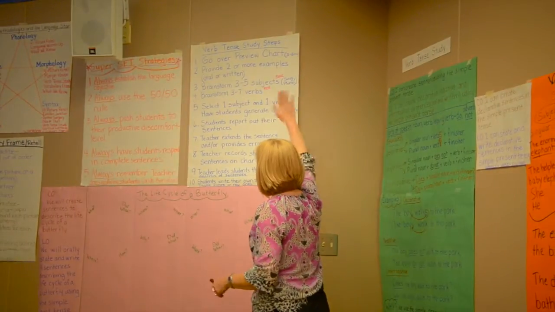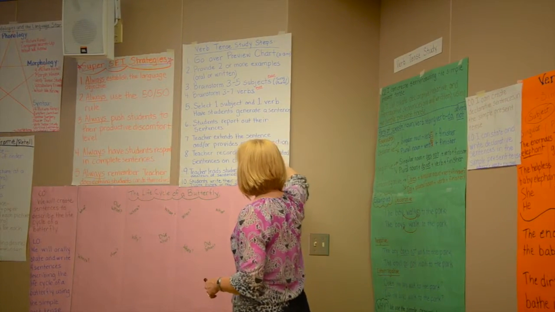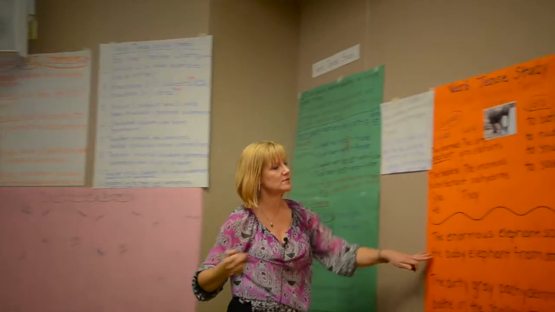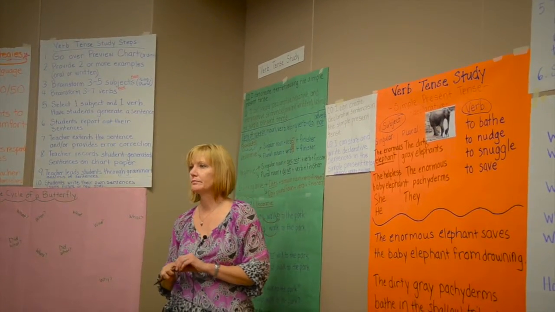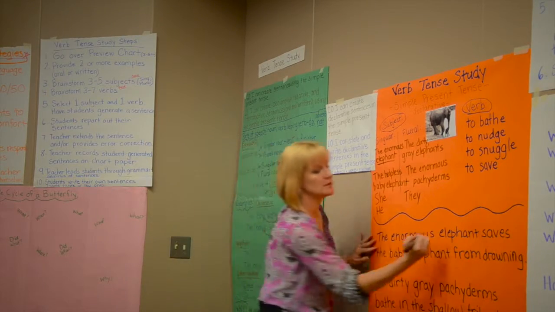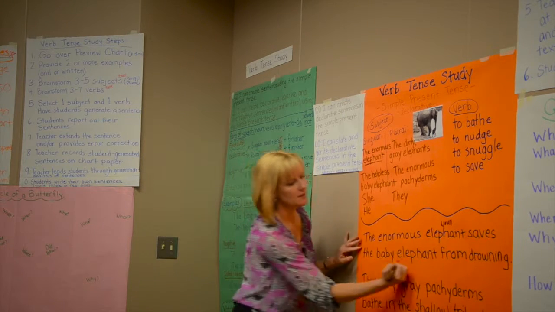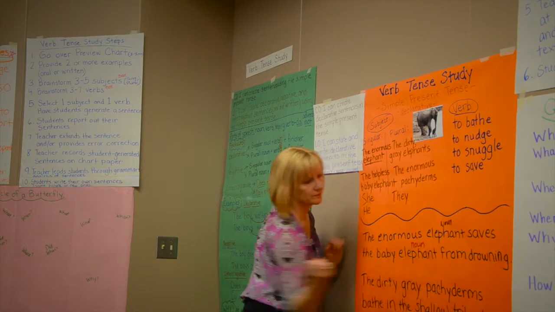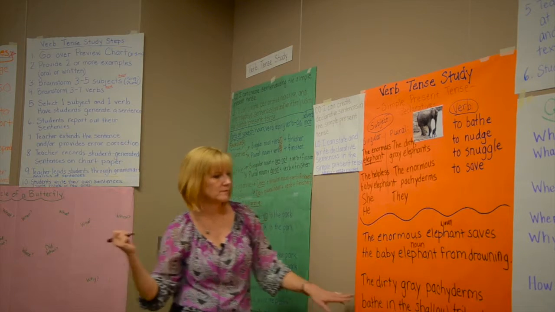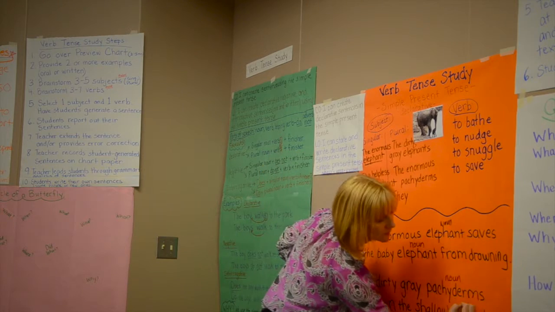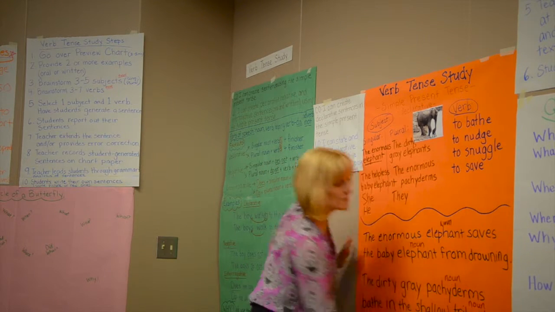Okay, so the next step on verb tense study, we've reported the sentences, we've recorded the sentences, is now to go through grammar analysis. So, okay, let's look at our subject. What nouns do we see in this sentence? Elephant, okay. Elephant again over here. Pachyderms in this next one, good. Tributary, okay. And then what's our verb up here?